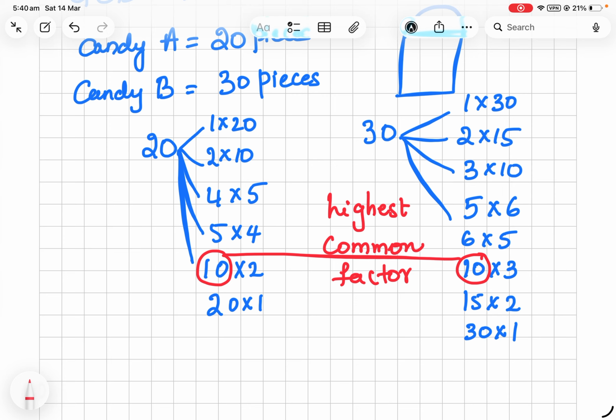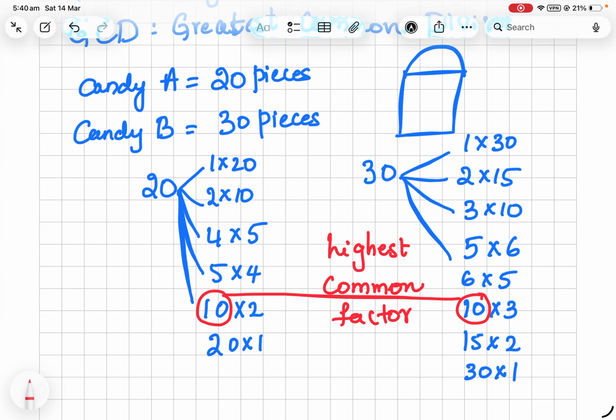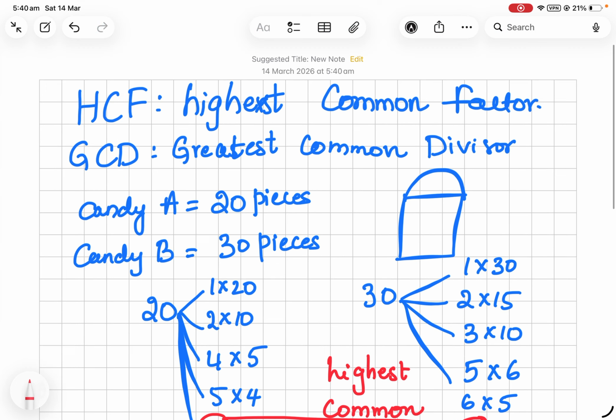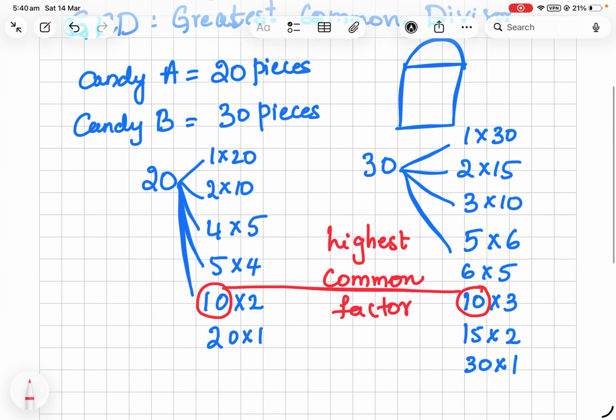So that means that because you have two different types of candy, one 20 pieces and the other one 30 pieces, you can make a maximum of 10 goodie bags, each containing 2 candy A and 3 candy B. All right, so there you go. That's my solution, a real life application of a highest common factor. Hope this makes sense. I'm going to make some more examples. Actually, I can continue here.